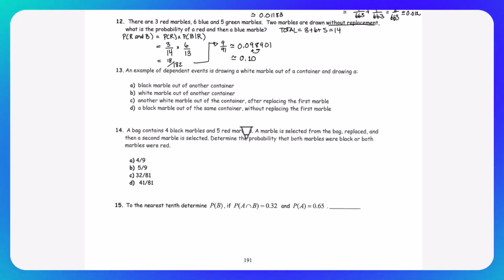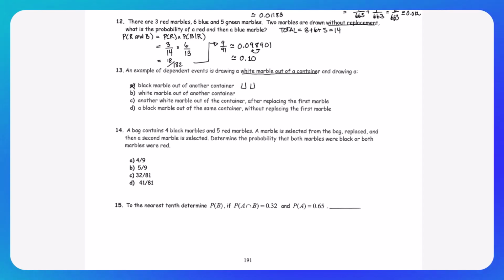Last one here, or second last one. An example of dependent events is drawing a white marble out of a container and drawing a what? Okay, so we have a container and we're picking out a white marble. The first option is a black marble out of another container. So we have 2 containers in this case. So we have 1 and then 2. Just like the spinner and the die that we were talking about at the beginning, these are 2 separate objects, and these things don't affect each other. So these are independent events, so it is not A.